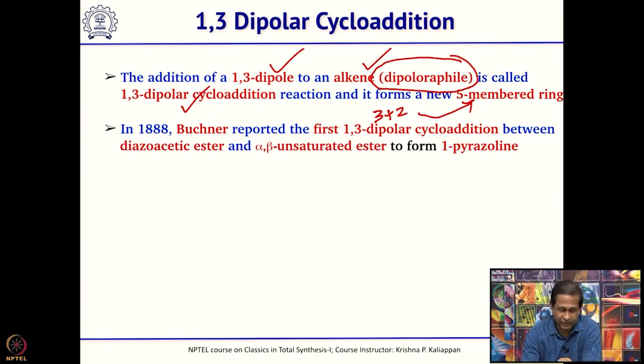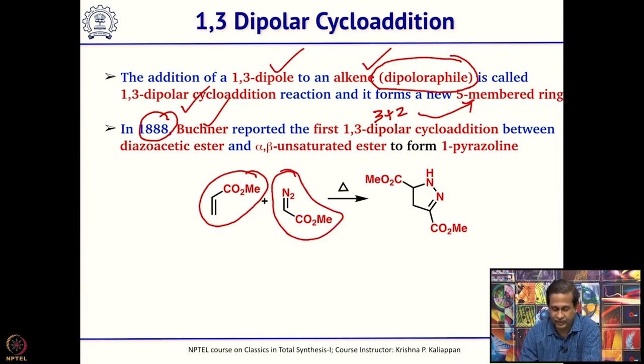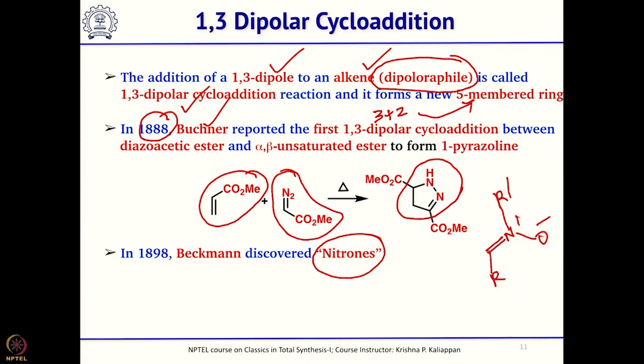The first 1,3 dipolar cycloaddition was reported in 1888 by Buchner. The reaction was between this alpha beta unsaturated ester and diazoacetic ester, which underwent a 1,3 dipolar cycloaddition to give this 5-membered ring. That was the first 1,3 dipolar cycloaddition reported in literature. Then 10 years later, nitrones were discovered. This is called nitrone. Nitrones were discovered in 1898, and in the early 20th century, Werner and Buss discovered nitrile oxides.